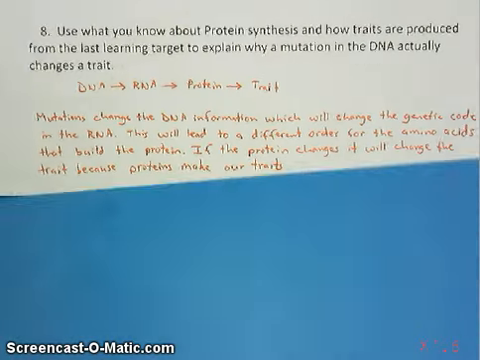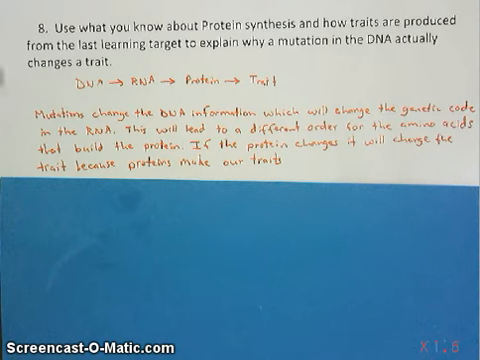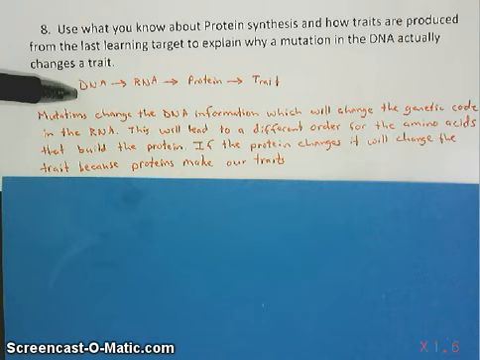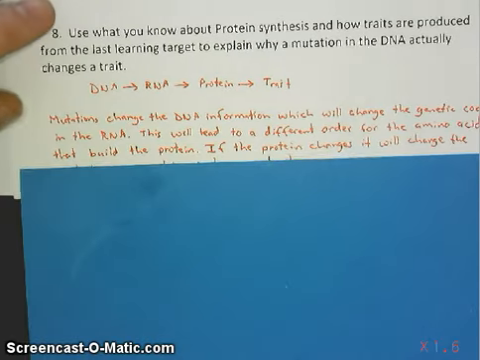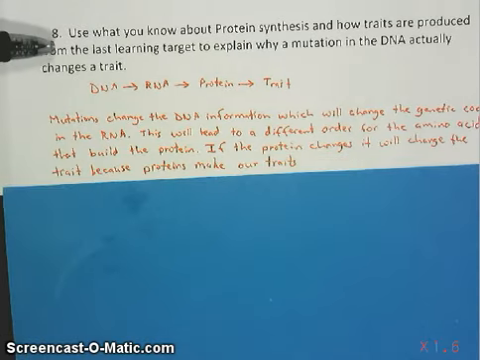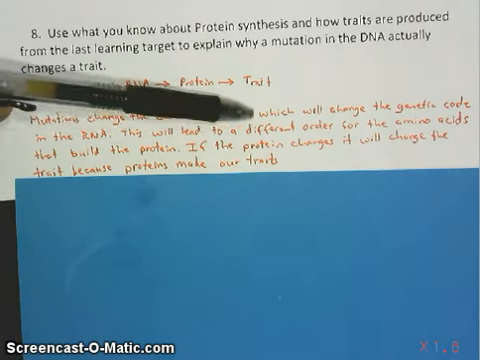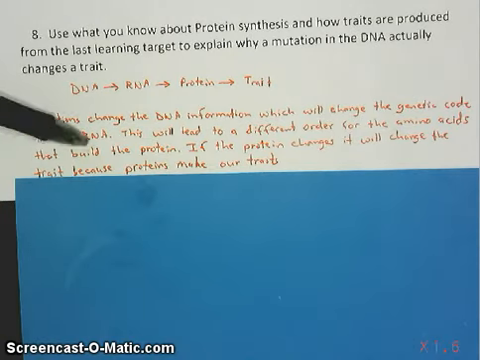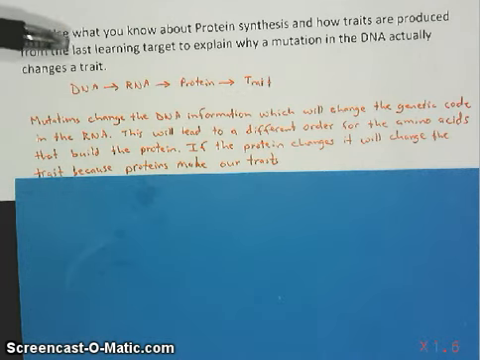The last question is, I would consider, the most important one in terms of showing me the connection between what we learned earlier in this unit and what you just learned about mutations. It comes back to this central idea that DNA is used to make RNA, which is used to make protein, which is used to make a trait. So if you're going to explain how a mutation in the DNA actually changes a trait, you need to explain that a mutation changes the DNA information. That's going to change the genetic code in the RNA. This is going to lead to a different order for the amino acids, because the amino acids are connected to the codons from the RNA.